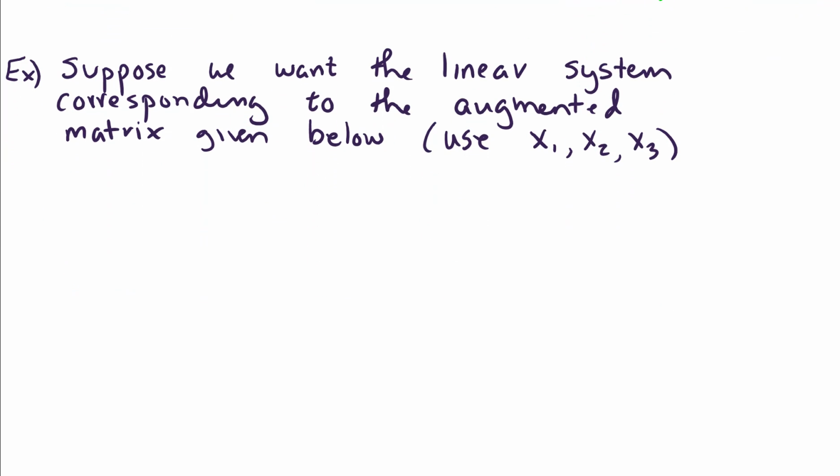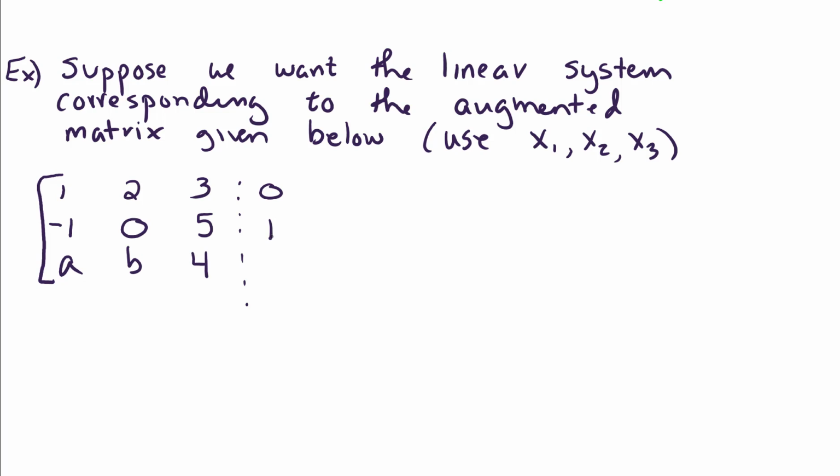Okay, so here's our augmented matrix that somebody gives us. They give us the matrix 1, 2, 3, negative 1, 0, 5. And in this last row, a, b, 4, and the constants are 0, 1, and 6. So to write this as a linear system, keep in mind that our variables here are x1, x2, and x3. Our constants are over here in this column.